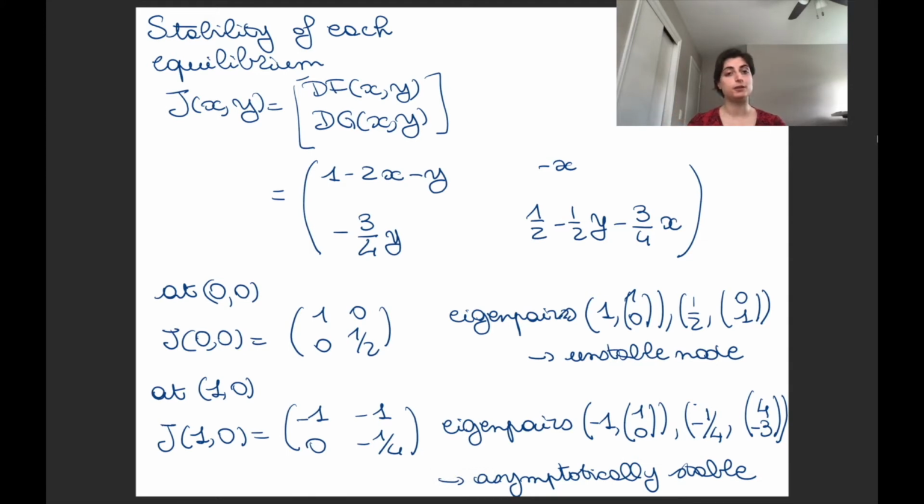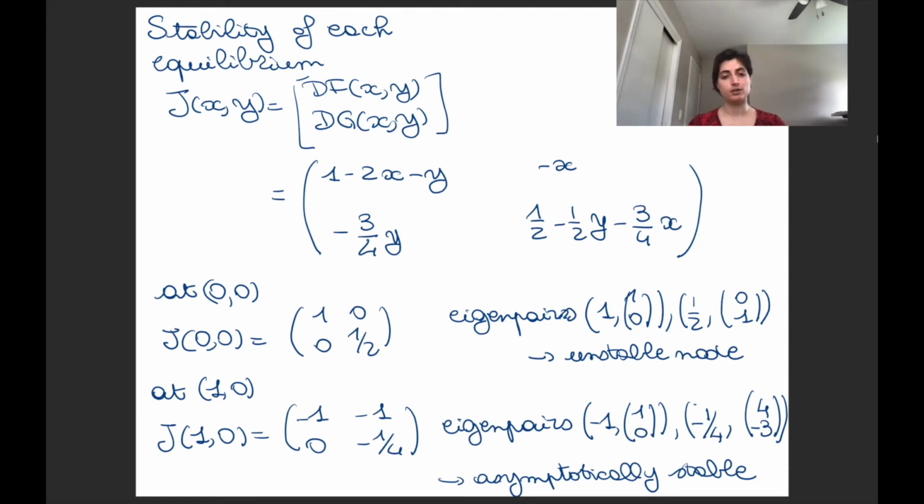We can compute the Jacobian of df and dg. That becomes this matrix: 1 minus 2x minus y, minus x, minus 3/4 y, and the last element is 1/2 minus 1/2 y minus 3/4 x. And we can compute the Jacobian at all our equilibria. For example, at (0, 0), we have the Jacobian being 1, 0, 0, 1/2. Or at (1, 0), we have minus 1, minus 1, 0, minus 1/4. In each case, we compute the eigenpairs. So we find that (0, 0) is associated with the eigenpairs 1, (1, 0), and 1/2, (0, 1). That gives us an unstable node.